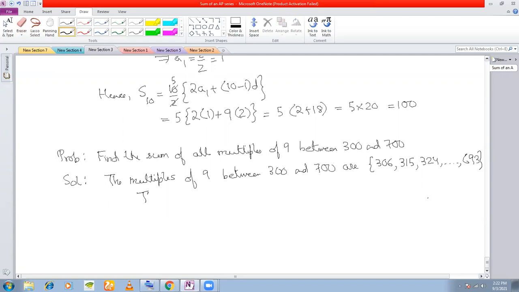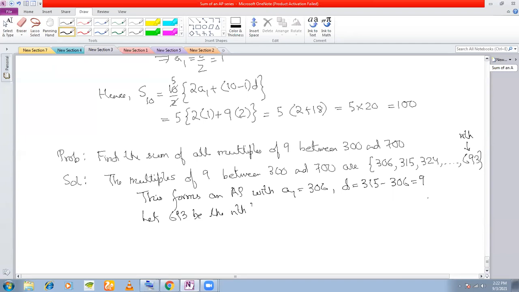So this forms an AP with first term A1 equal to 306. Common difference is 9. Right? So we know the first term and the common difference. But the problem is that we don't know n. So let 693 be the nth term. Therefore an is equal to 693.